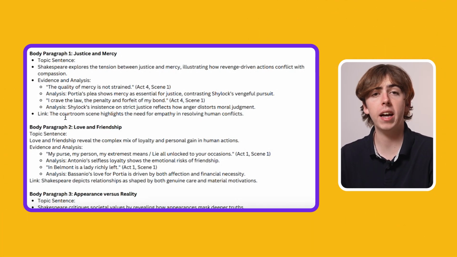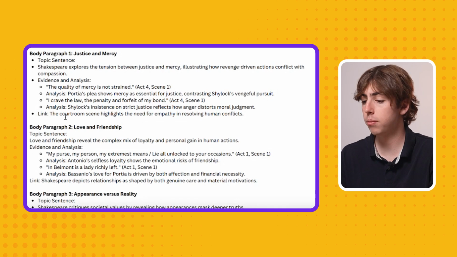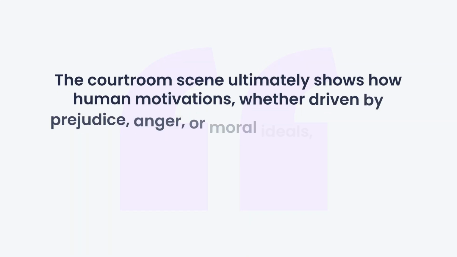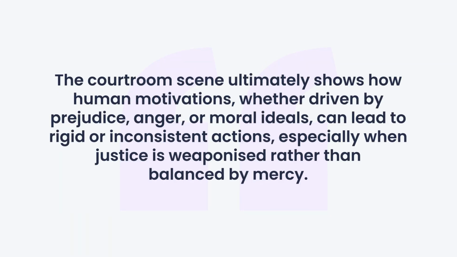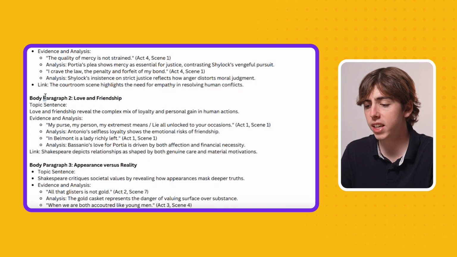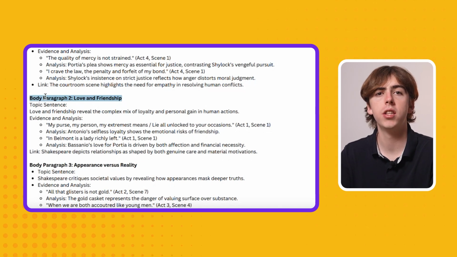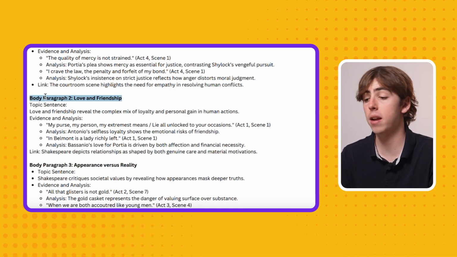And then to link it back to the question, I'd say something like, the courtroom scene ultimately shows how human motivations, whether driven by prejudice, anger, or moral ideals, can lead to rigid or inconsistent actions, especially when justice is weaponized rather than balanced by mercy. The second paragraph is all about the duality of emotional loyalty and material gain.